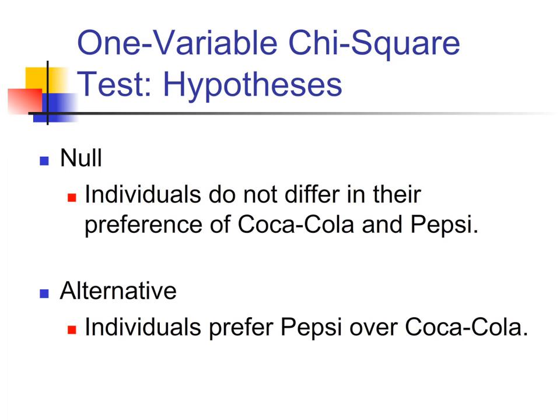Here we have examples of chi-square hypotheses. A null hypothesis is what we assume, what we're trying to disprove. What we're suggesting here is that there's no difference in individuals' preference of Coca-Cola or Pepsi. Below, we're saying individuals would prefer Pepsi over Coca-Cola. People are going to fill out their survey and say, I like Coke, I like Pepsi, and we're just going to say which one wins, essentially. So that's a chi-square. Both the independent and the dependent variable are nominal.